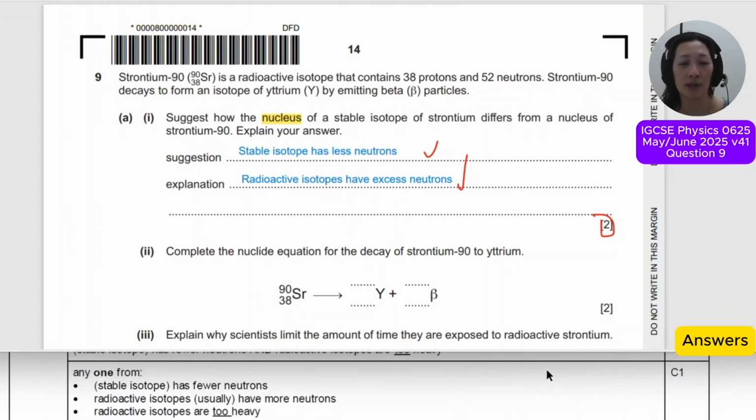Now, if you were to just write that the stable isotope has fewer neutrons and you didn't give the correct explanation, you can still get 1 mark. Or if you wrote that the radioactive isotopes have more neutrons or that they are too heavy, that's 1 mark for the correct reason. If you only wrote one of these, you will still get 1 mark. You just won't get the full 2 marks if you missed out the other sentence.